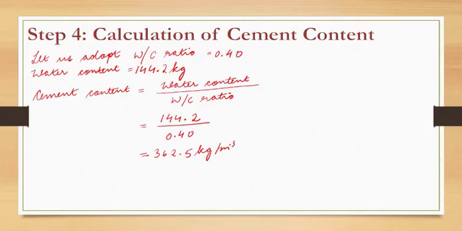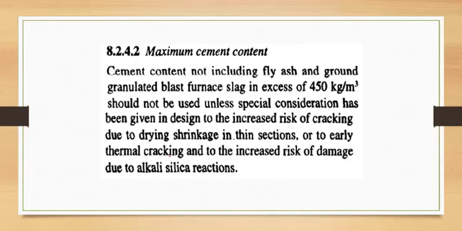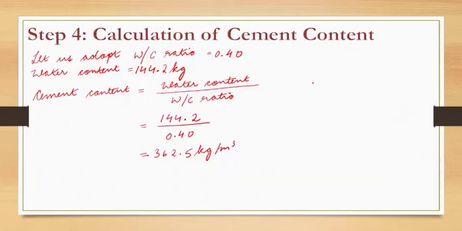So now we have to make two checks. The cement content we have calculated should be less than the maximum cement content and it should be more than the minimum cement content. The maximum cement content we get from clause 8.2.4.2 of IS 10262/2009, and according to that the maximum cement content should be 450 kg per meter cube. Here we have got 362.5 kg per meter cube, which is less than 450 kg per meter cube.